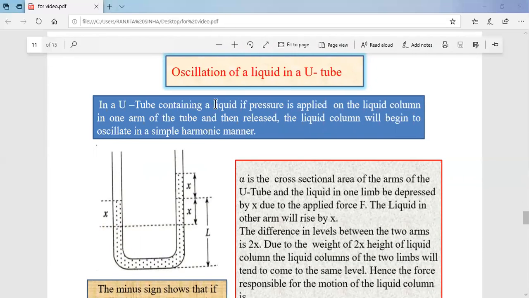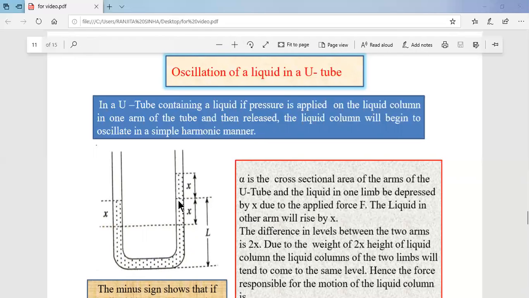In a U-tube containing a liquid, if pressure is applied on the liquid column in one arm of the tube and then released, the liquid column will begin to oscillate in a simple harmonic manner. So this is the U-tube. Alpha is the cross-sectional area of the arms of the U-tube, and the liquid in one limb is depressed by x from its initial position due to the applied force F. The liquid in the other arm will rise by x.